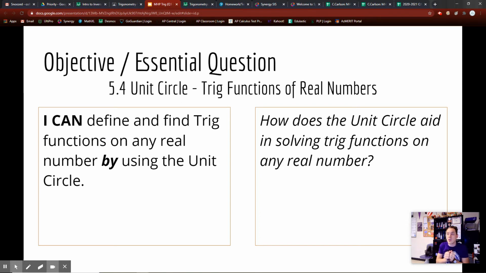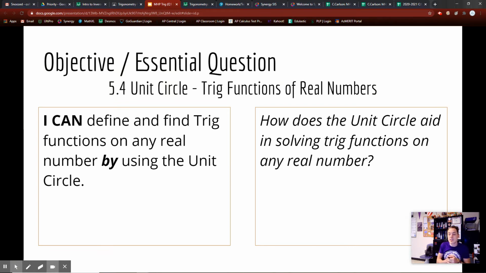And I don't need to do anything with my special right angles. I can use my special right angles, but I don't need them anymore. I can use them, but I can really just jump the gun and use what we call the unit circle. I'm going to show you how that works.